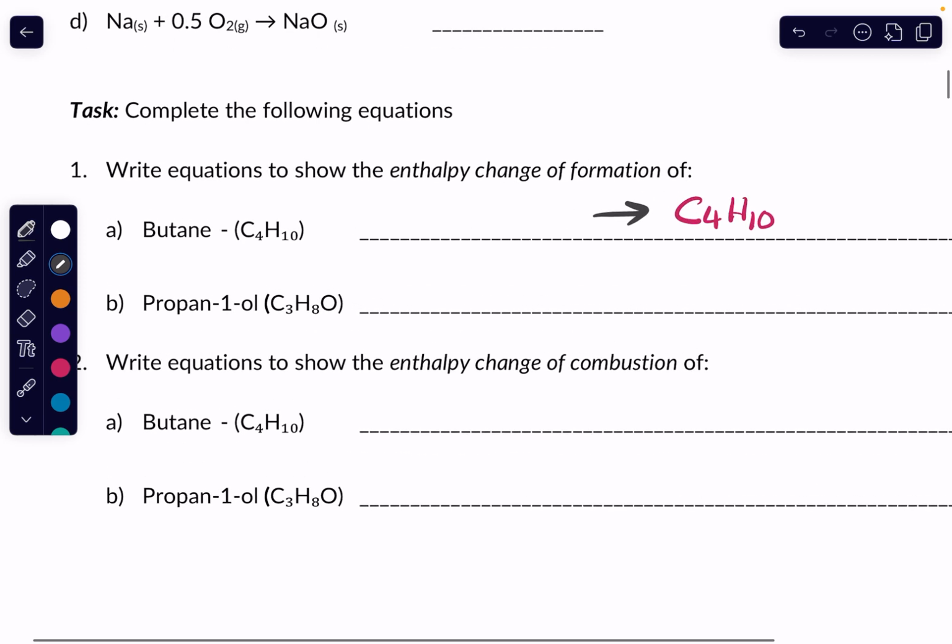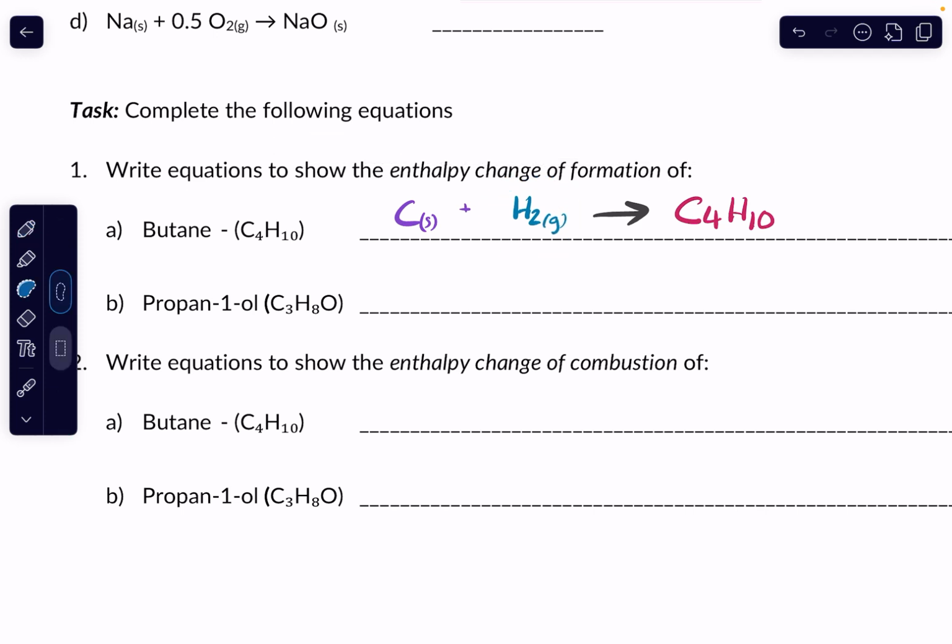So let's start off. The first element in there is going to be carbon. Let's do that in purple. Carbon at room temperature is a solid. Plus, we'll do hydrogen. Hydrogen, how it exists at room temperature, is a gas, and it's a diatomic gas. So it's H2 as a gas. Now, this equation isn't balanced.